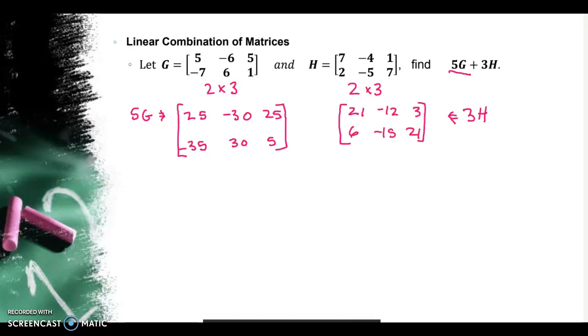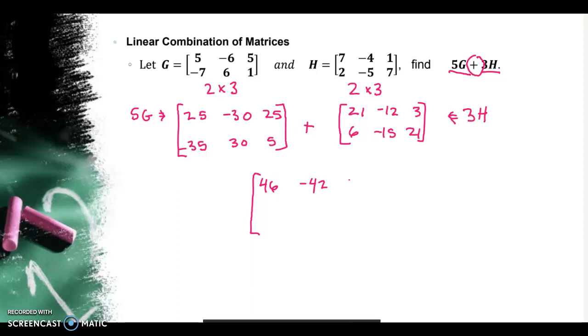And then what am I going to do with 5G and 3H? I'm going to add them. So I have a new 2 by 3 matrix plus a new 2 by 3 matrix, but they both have the same order still, so I can add them. And I'll end up with, well, 25 plus 21 is 46. Negative 30 plus negative 12, negative 42.